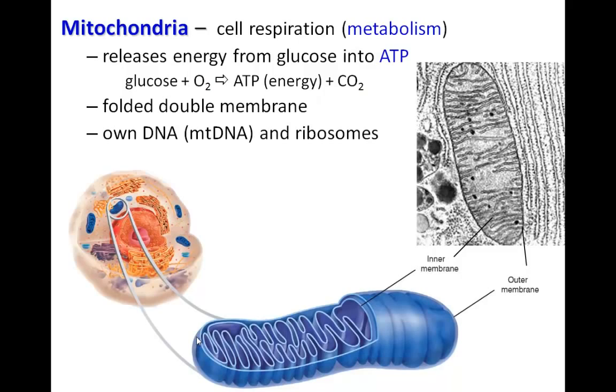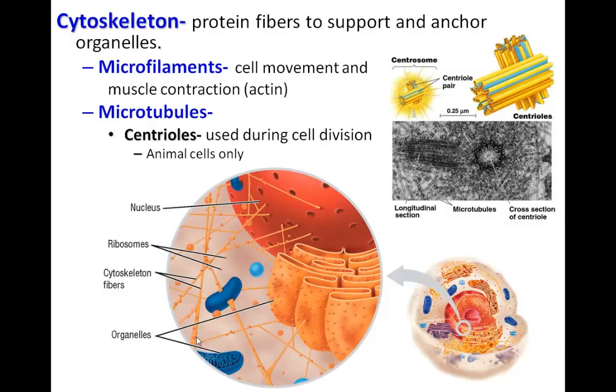It's cell respiration. Some of the interesting features about the mitochondria is that it has a double membrane, where the internal membrane is folded up. And this is where the cell respiration actually takes place. Also within that area, we find that the mitochondria has its own DNA, called mitochondrial DNA, and it has its own dedicated set of ribosomes. So the mitochondria is almost like a cell within a cell.